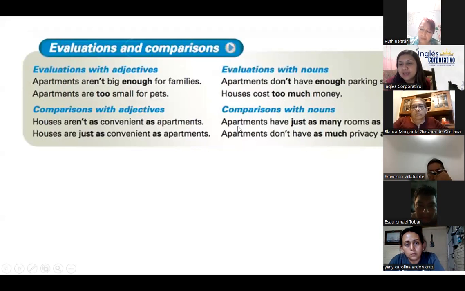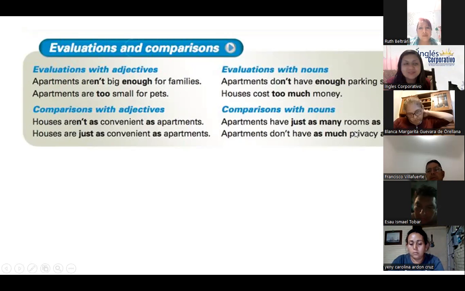And to compare, we say apartments have just as many rooms as houses. We are not using an adjective, we are using nouns, rooms and houses. Apartments don't have as much privacy as houses. The noun here is? What is the noun? Privacy. Privacy. Yes, so we have here parking spaces, money, rooms, privacy.